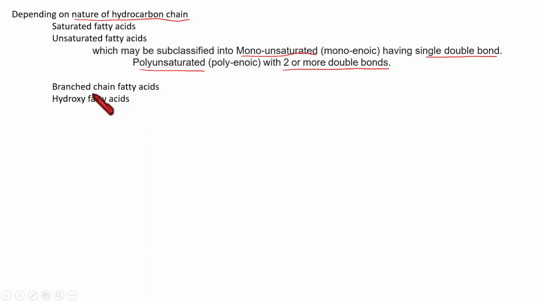Then another type of fatty acid based on the nature of the hydrocarbon chain is branched. From that term itself, we can understand that the hydrocarbon chain is branched. Then hydroxy fatty acids are those in which we can locate some hydroxy groups in the hydrocarbon chain. So these are the different types of classifications of fatty acids.